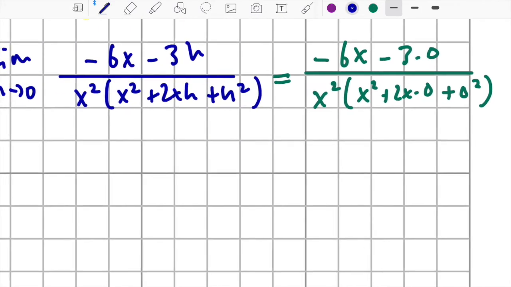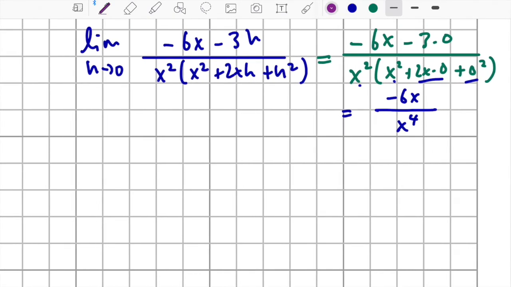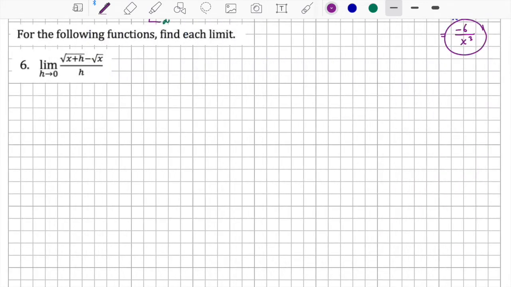So once you do that, we can start simplifying. So we will end up with negative 6x in the numerator. In the denominator, since this is 0, this is 0, it's really just x squared times x squared, which is x to the 4th. And if we do just one final step where I have to simplify, I can cancel one of the x's, and we're left with negative 6 over x cubed. And that is our answer.